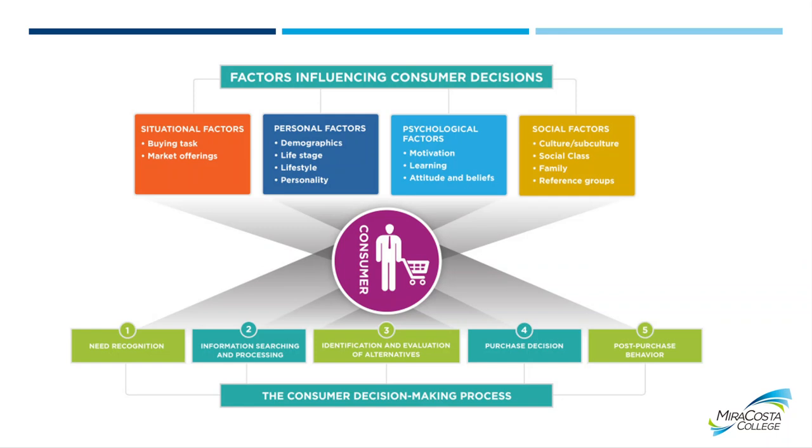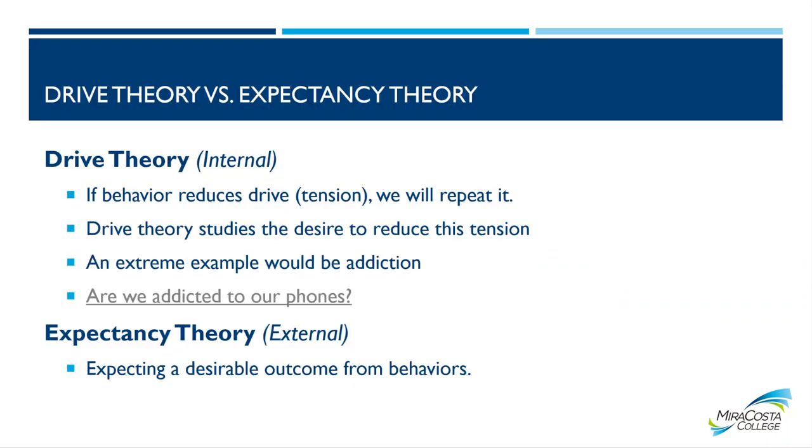And then we go through the consumers: the need for recognition, information searching and processing, identification and evaluation of alternatives, the purchase decision, and post-purchase behavior. So that's kind of a visual of the process there for those that are the more visual learners.